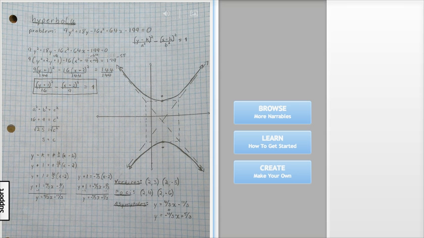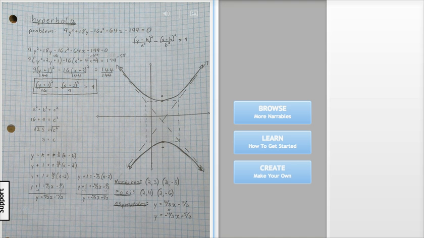And you can see, since this is vertical, the U-shapes on the graph are facing up and down instead of right and left as they would be if it was horizontal. And if it was horizontal, then the x variables would be in front of the y variables.